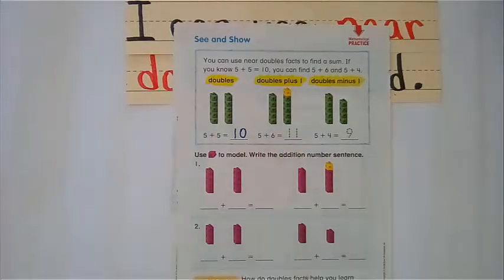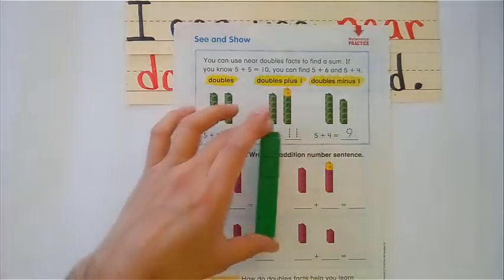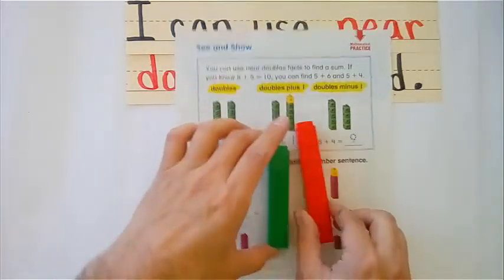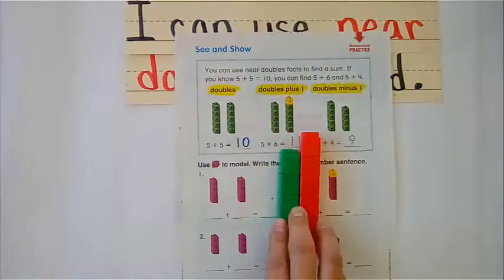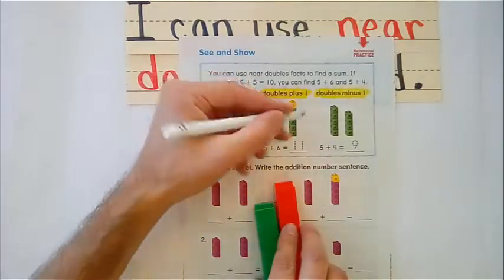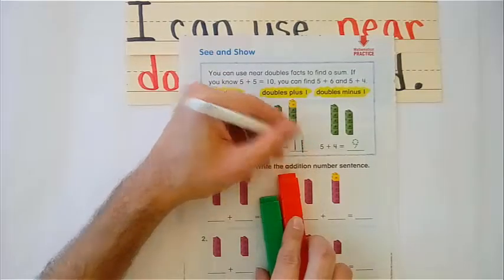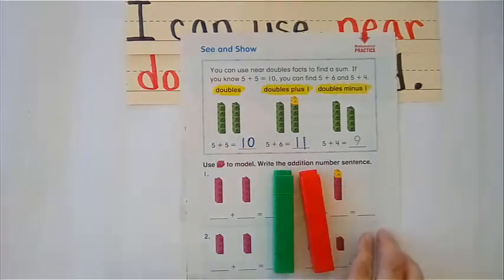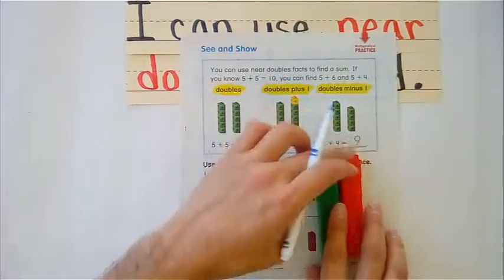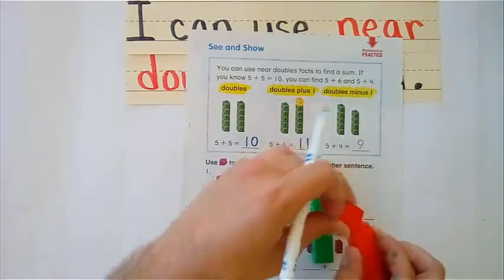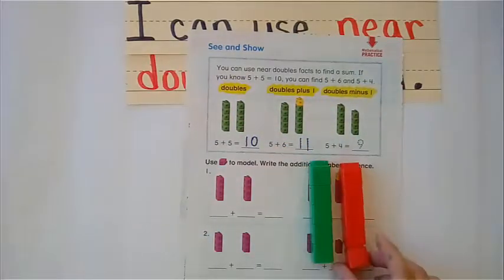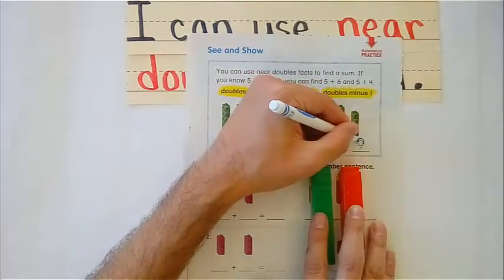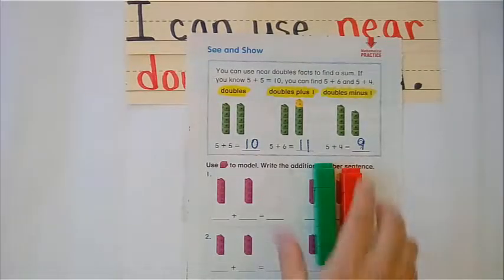Now this says 5 plus 6, and it shows 5, and it shows 5 more plus 1 more. So we know 5 plus 5 is 10, and 1 more is 11. So 5 plus 6 is 11. But what if we had 5 plus 5, and then we take away 1, so we can make it 5 plus 4. So if I know that 5 plus 5 is 10, and I take away 1, that must be 9. I would have 9 blocks.